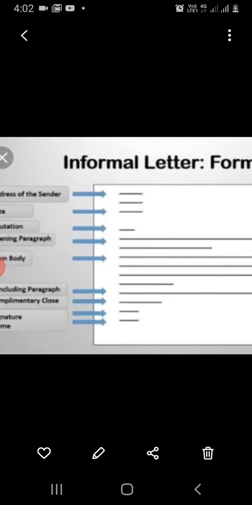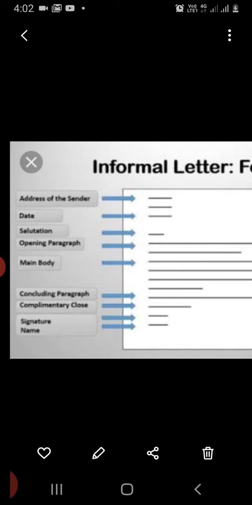Informal letter. Guys, as you can see in this picture, the format of an informal letter. To write an informal letter, very first we write the sender's address. It includes the writer's address, which is the first heading, and the date on which the letter is written, and after that the salutation.